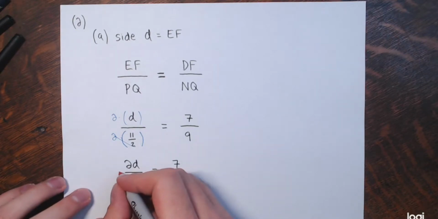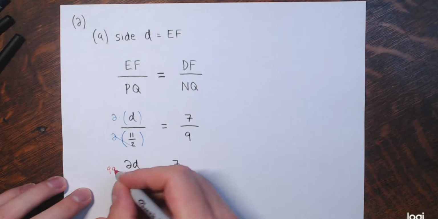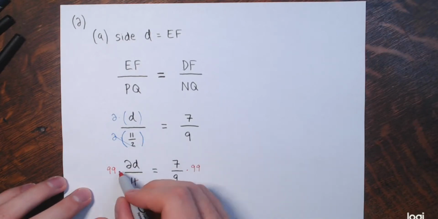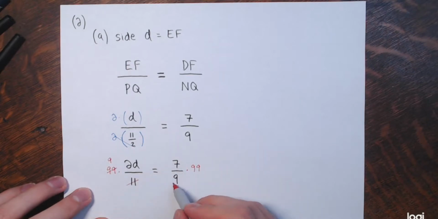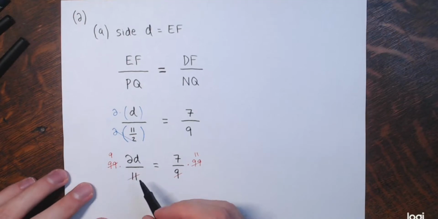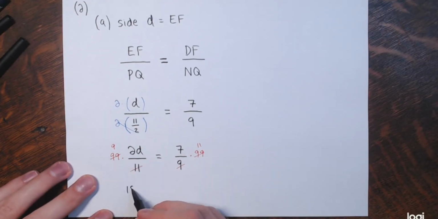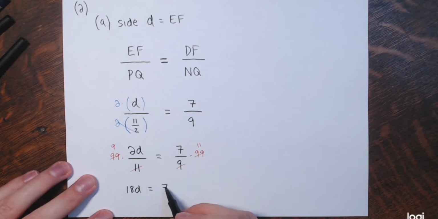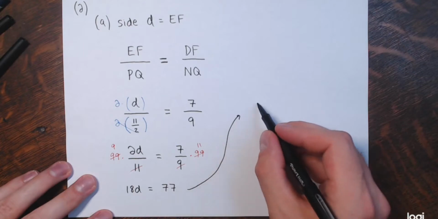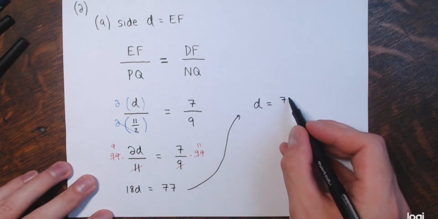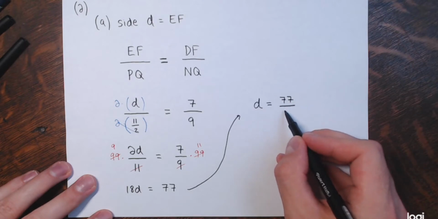Multiply both sides by 99. That would be the LCD, and then 11 goes into 99 9 times, 9 goes into 99 11 times. And I've got 18d, right? 9 times 2d on the left, and then equals 7 times 11, or 77 on the right, and then dividing by 18. Get the length of little d is 77/18.